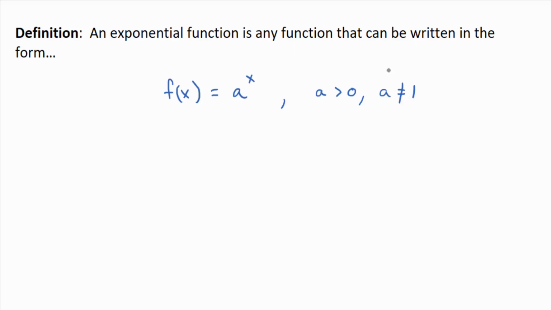Also, why would it not be interesting if a is equal to 1? 1 to the x is just 1, right? Okay. So those are kind of natural restrictions. So any function of that form is an exponential function. So long story short, the variable is in the exponent if we're talking about an exponential function.